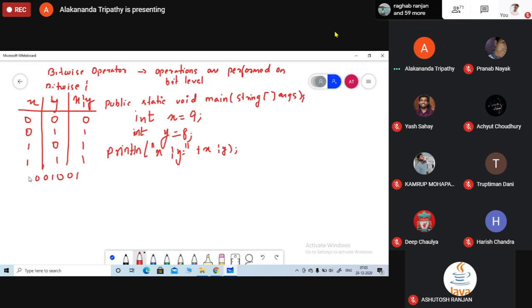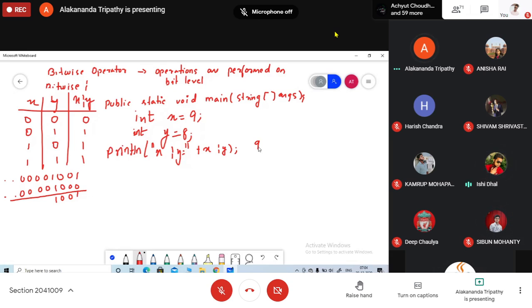So here, what is the x value? 1001, and your 8 value is 1000. So what will be the value here? 1001. So here what do you get as the output? 9. Okay, this one is which operation? Binary OR operation.